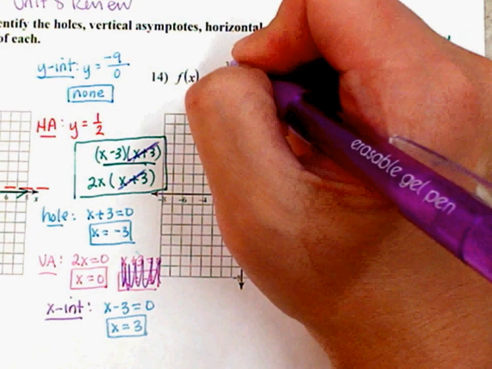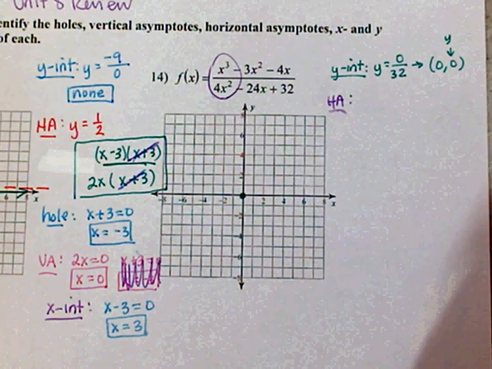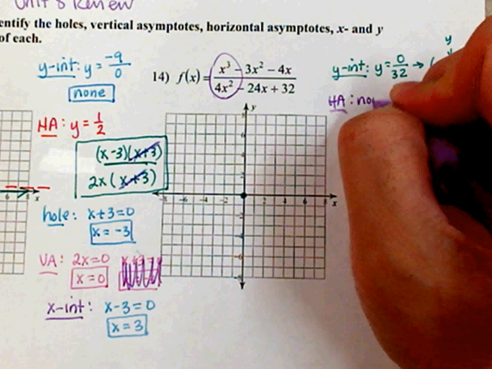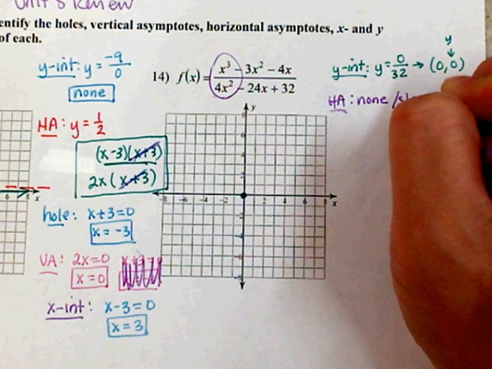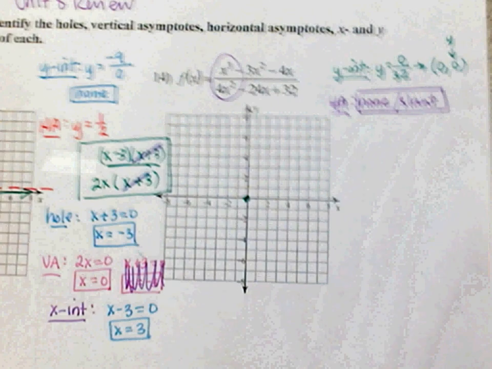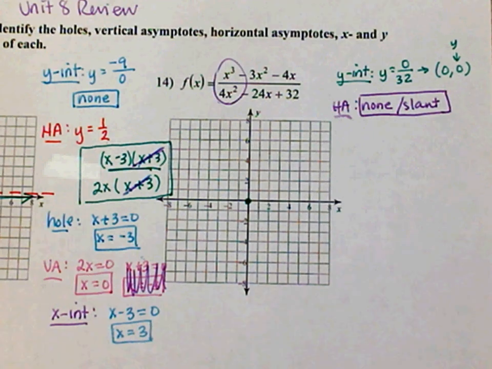Take a look right here. Okay? Top heavy. If it's top heavy, you have no horizontal asymptote because it's going to be a slant, or another word for it is oblique. But you don't have to find that today. Okay? Alrighty. Now I'm going to factor.